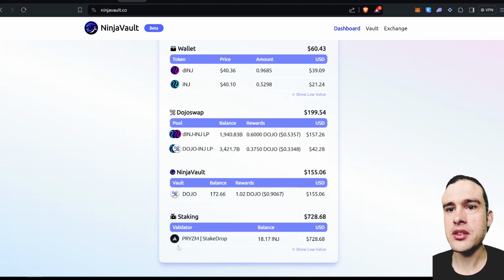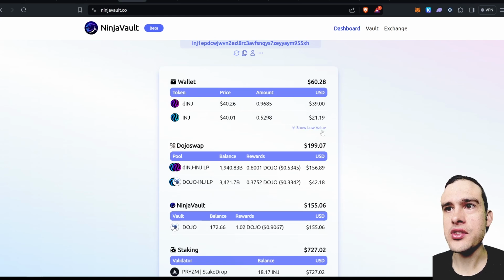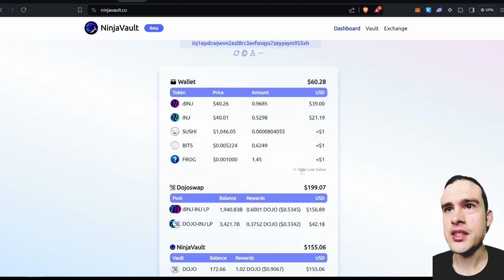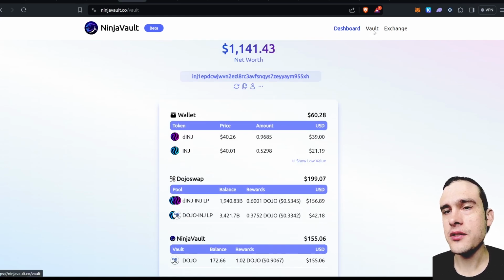So again, this one's also staking to the Prism validator, so you can look at staking here. You can see this thing that says NinjaVault, and I'll show you what that is in a second. Also, we've got some of the DojoSwap LP positions in here as well, and just a few tokens sitting in the wallet, and here's some low value stuff essentially. So it's pretty cool. So I'll show you the vault now.